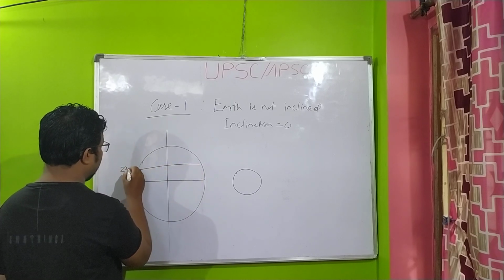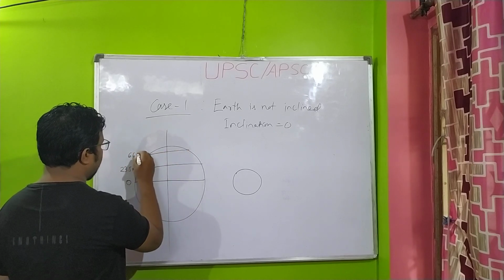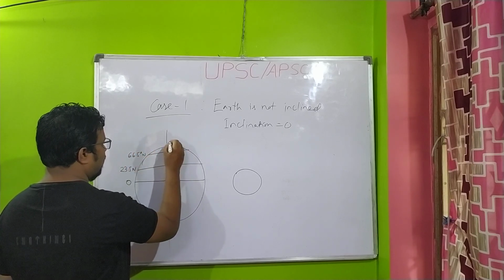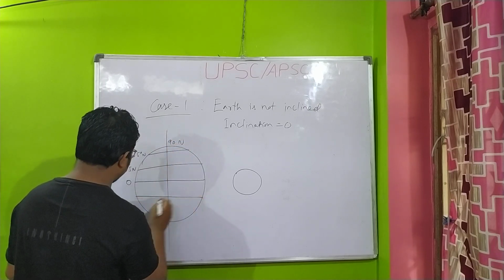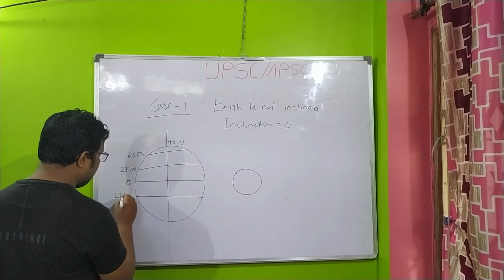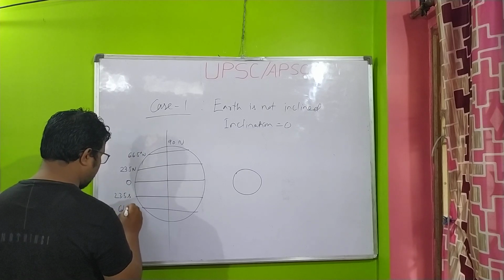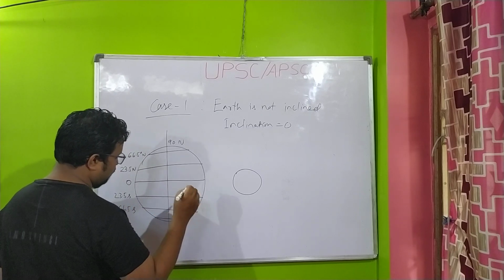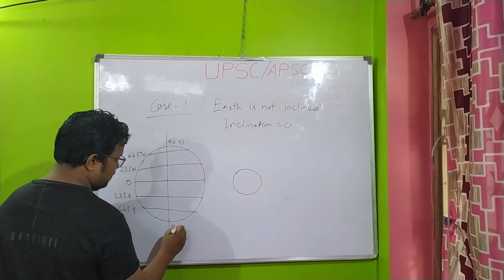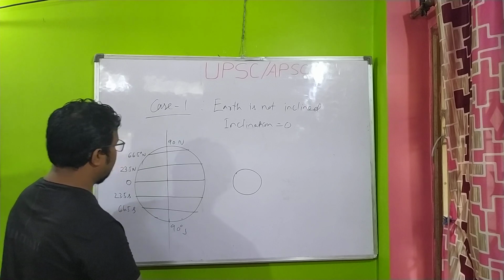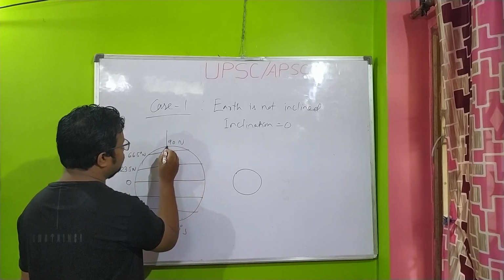This is 23.5 degree north, this is 66.5 degree north and 90 degree north. Similarly, this is 23.5 south, this is 66.5 south, and this is 90 degree south.